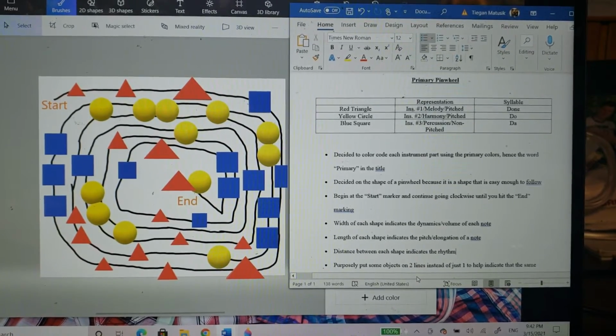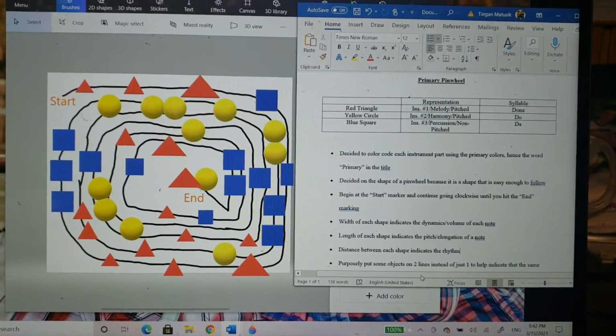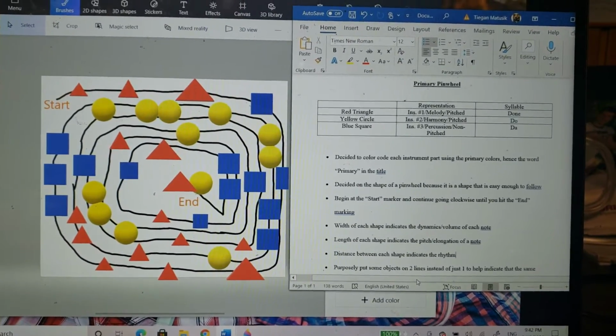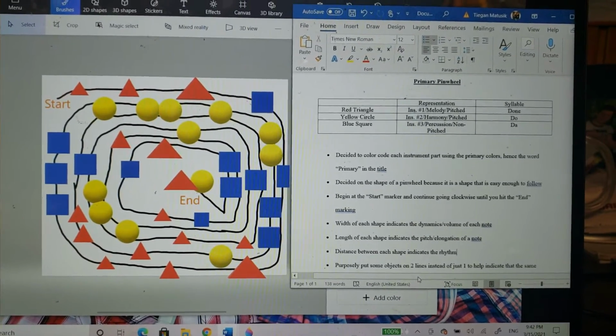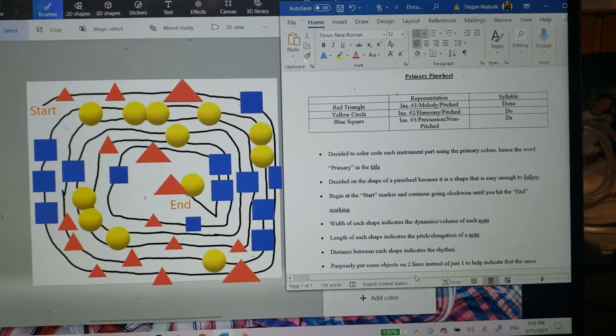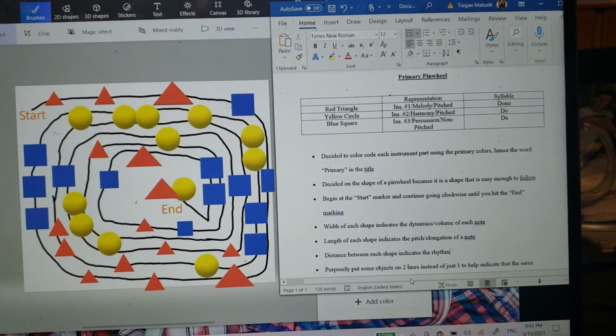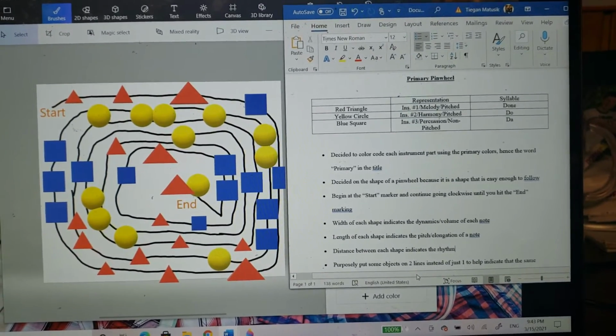I did indicate in my graphic here where to begin and where you should end by using the words start and end. So you would start and then move in a clockwise fashion following each line, going around and around.